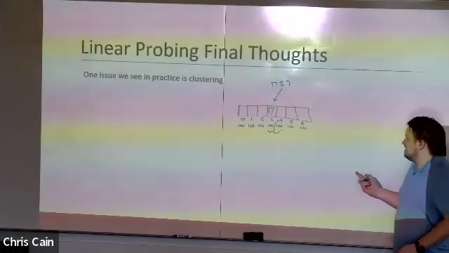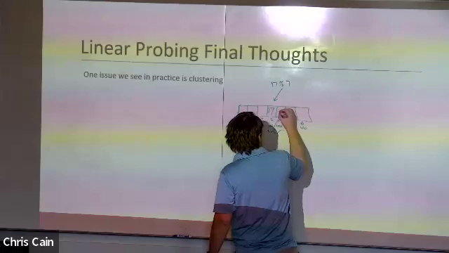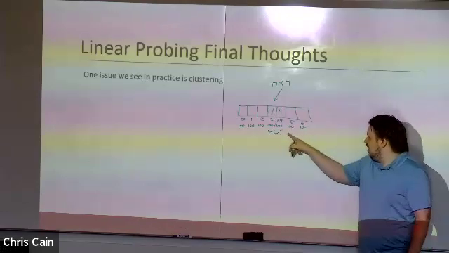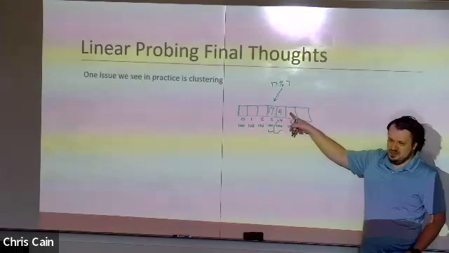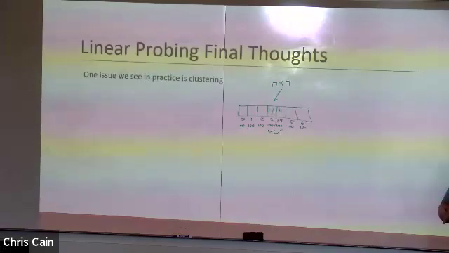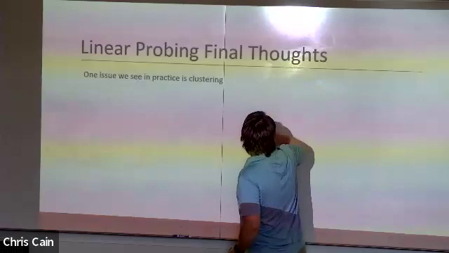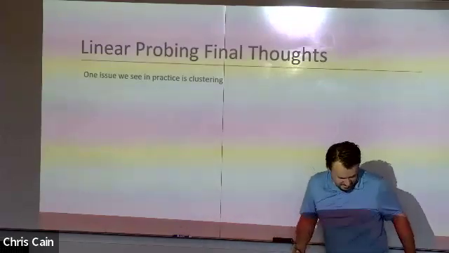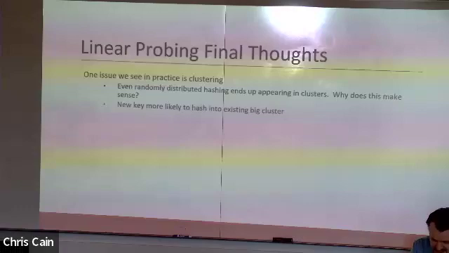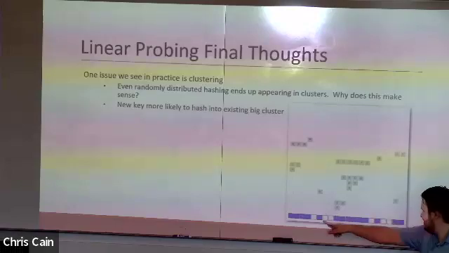Let's say we hash something again that has index 3 or has index 4. And we hash, I don't know, 4. Now we have the 100 here, 100 here, and 100 here, all hashed now to 5 after linear probing. So we start seeing that it gets more and more likely the bigger the cluster is. New keys are more likely to hash into big existing clusters.